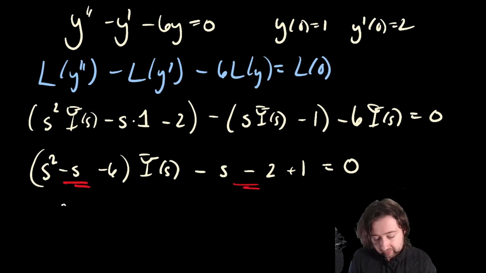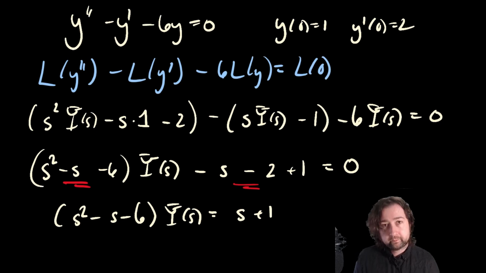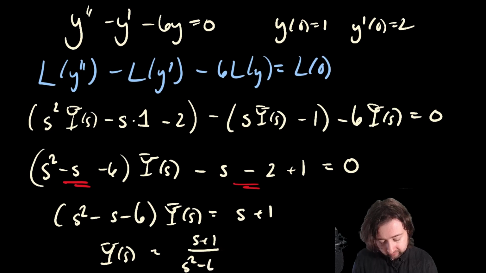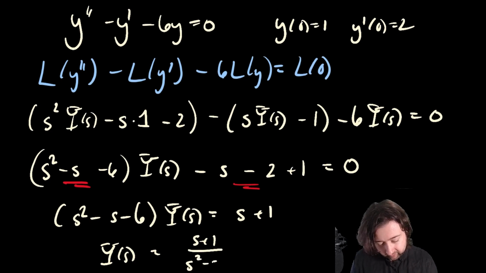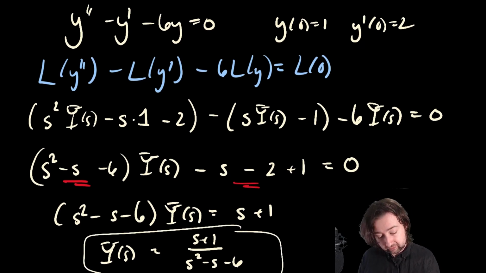So I'm going to rewrite this as s squared minus s minus 6 times Y of s is equal to s plus 1. And now dividing both sides by the polynomial on the left gets us Y of s is equal to s plus 1 over s squared minus s minus 6. Oh no, I don't recognize what to do. So I'm going to have to take this thing and break it up using partial fractions. So I have now solved the problem. This is solved in the Laplace domain.